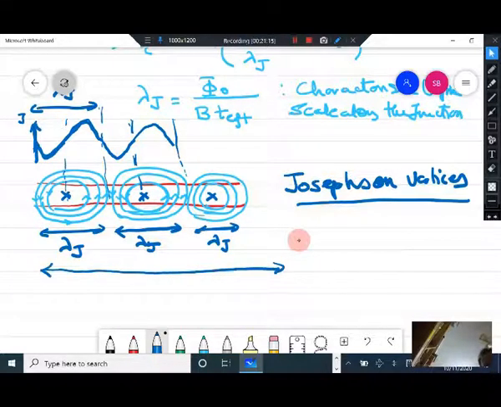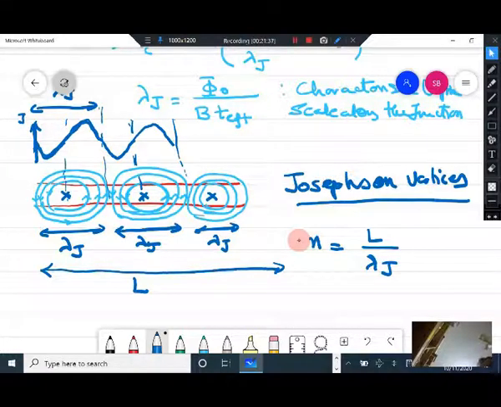If you have a length L of the junction, then you can have n number of Josephson vortices, which is L over lambda j. This many Josephson vortices can be accommodated in a junction of length L.